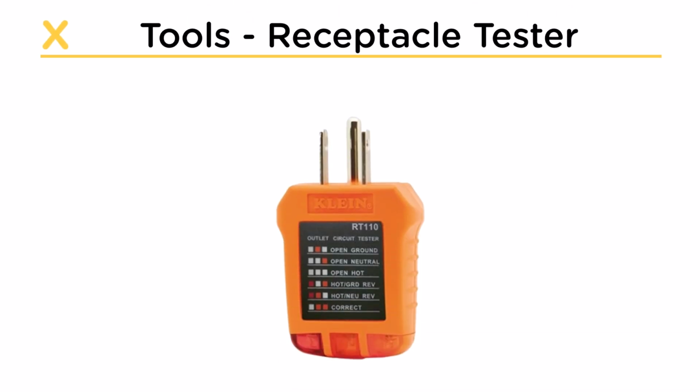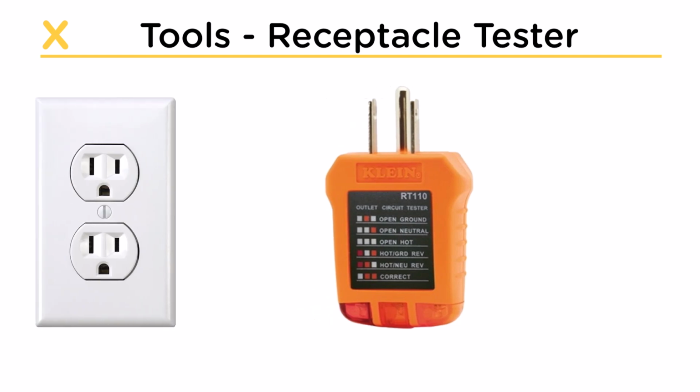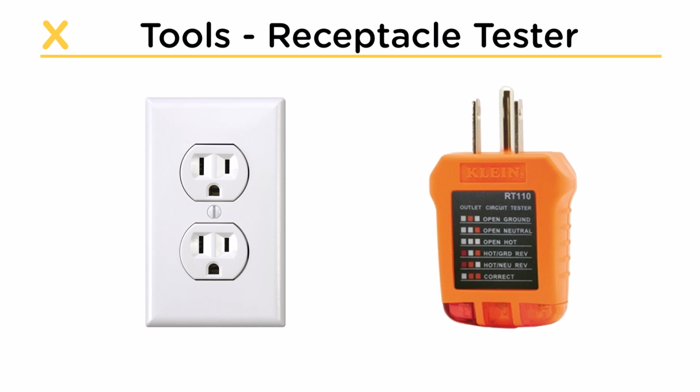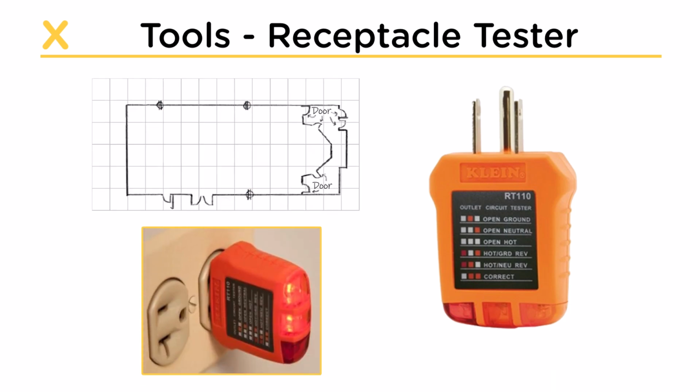The next item in your kit is the receptacle tester. Use the receptacle tester, also called an outlet tester, to verify that a 3-pronged, grounded, wall outlet is wired properly. Locate all the outlets in the voting room to be used. For each outlet, plug in the receptacle tester and confirm the correct indicators are illuminated.